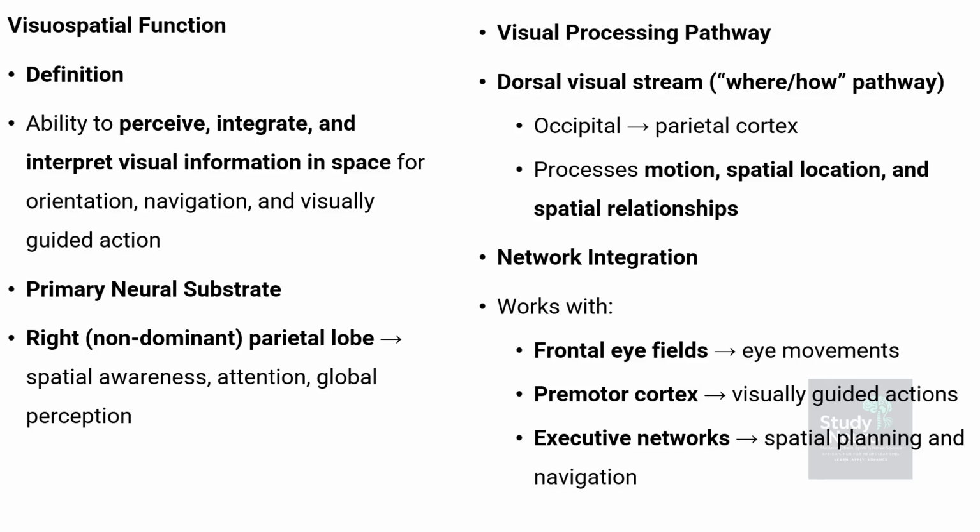Visuospatial processing relies heavily on the dorsal visual stream, often called the where or how pathway. This pathway runs from the occipital cortex to the parietal cortex and is responsible for analyzing motion, spatial location, and the relationships between objects in space. Importantly, visuospatial function does not operate in isolation. It is integrated with the frontal eye fields to control eye movements, the premotor cortex to support visually guided actions, and executive networks that enable spatial planning and navigation. Together, this distributed network allows seamless interaction with the visual world.